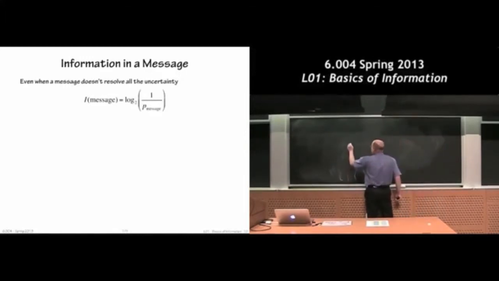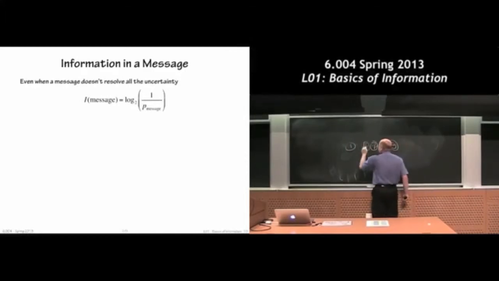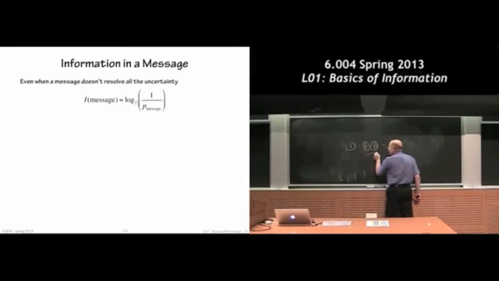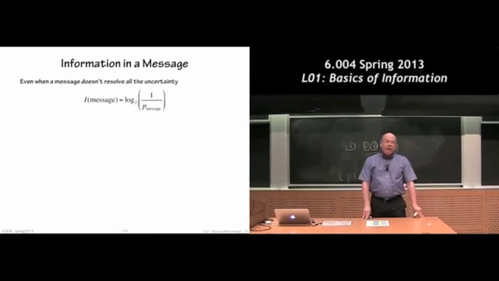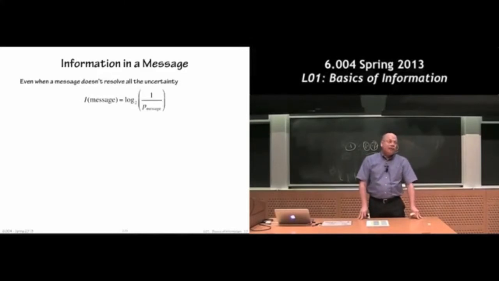Okay, so I have choices 1 through 8. So 7, 6, everything else fits in there. And I send you a message that basically says, look, it's greater than 5. One of the choices, I'm going to give you a message and say the choice has an index greater than 5. Now, I haven't resolved all the uncertainty, right? You still don't know whether it's 6, 7, or 8. But I certainly resolved some of the uncertainty. You used to have 8 choices, and now you only have 3.